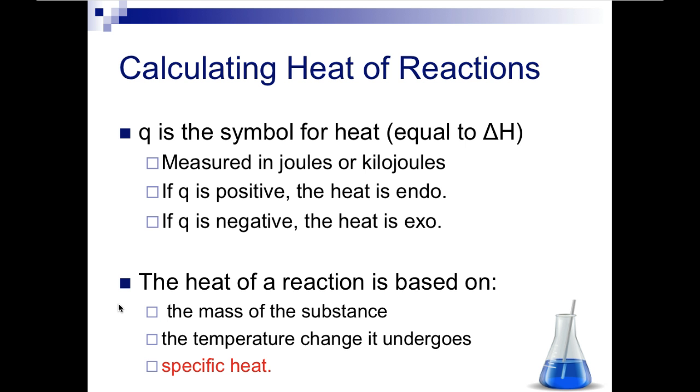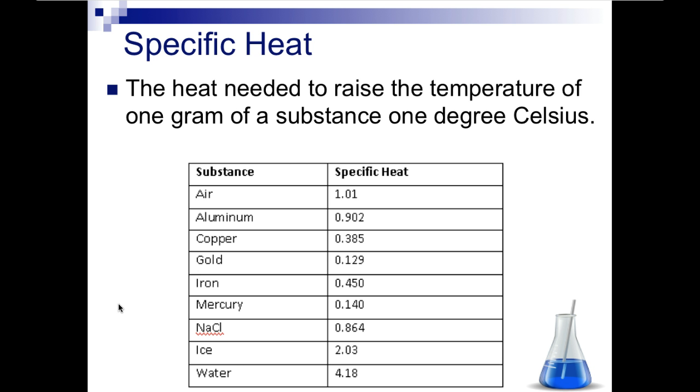The heat of a reaction is based on three things: the mass of the substance, the temperature change it undergoes, and specific heat. Now, specific heat is the heat needed to raise the temperature of 1 gram of a substance 1 degree Celsius. So here is a list of different things, and you can see the specific heat for everything is different, because it's the amount of heat needed to raise the temperature of 1 gram of that material 1 degree Celsius. Different things require a different amount of heat because of the way they're bonded, the way their structures are, and so on and so forth.